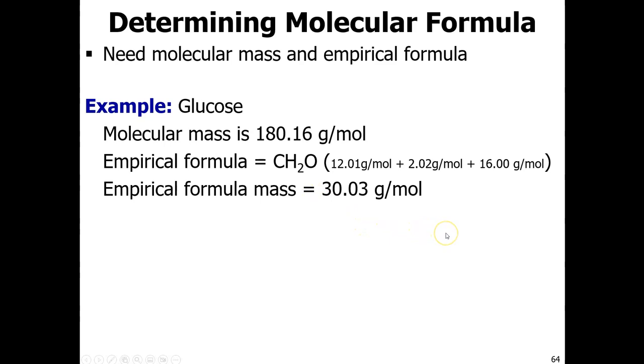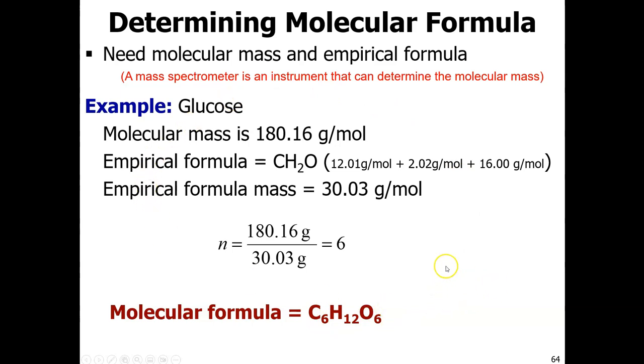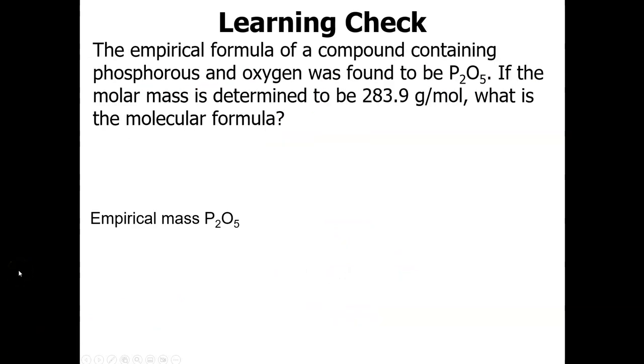Now it's pretty simple. All we have to do is take this bigger number and divide it by that smaller number, and then we know the number we need to multiply the atoms in the empirical formula by. So we multiply 6 carbons, 6 times 2 is 12 hydrogens, 6 times 1 oxygen, and we get our molecular formula C6H12O6. So this is a way that we can use the mass spectrometry data: first identifying the empirical formula from a combustion experiment, for example, and then determining what the actual molecular mass is with a mass spectrometer. So let's practice doing one of these problems.